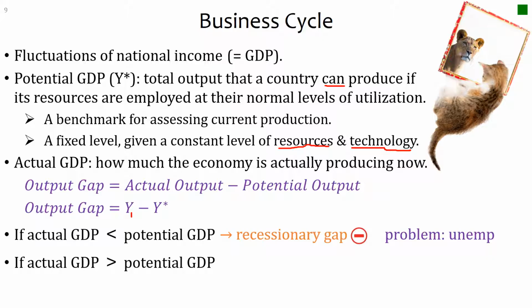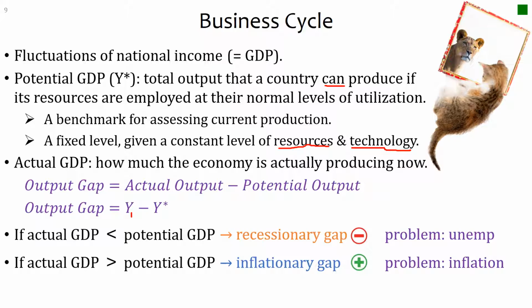The opposite case, hypothetically, if the actual is more than potential, that's called an inflationary gap, and that's where we have a positive output gap. That's where our actual production is more than our potential. And the main problem there is inflation. Now you might be like, hang on, how could you have the actual more than potential? The potential is kind of like our limits. How could you ever go beyond your limits?